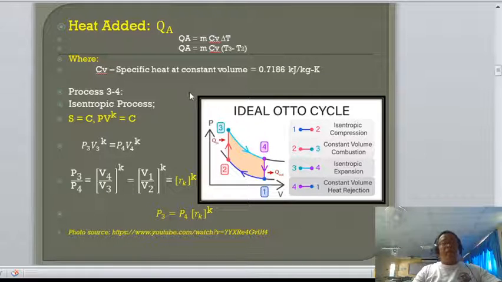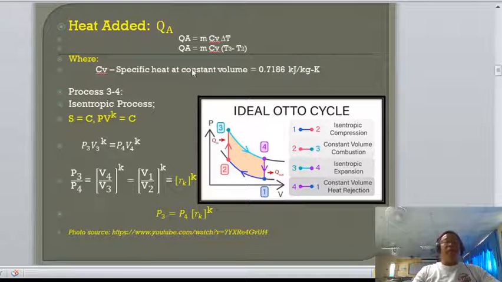So, next is heat added. Heat addition will happen in 2 to 3. For constant volume, the heat added is defined as the mass multiplied by the specific heat at constant volume multiplied by the change in temperature between 2 and 3.